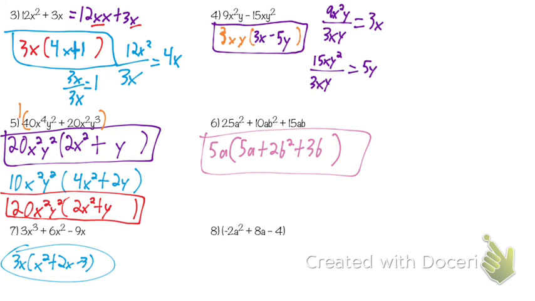Negative 2a squared plus 8a minus 4. What's slightly different about 8 than the others? There's a negative at the beginning. We've had 7 and 4 have negatives, but this one has a negative at the beginning. It doesn't change the fact that it would just be 2, okay? Just because you'd make it a negative 1.